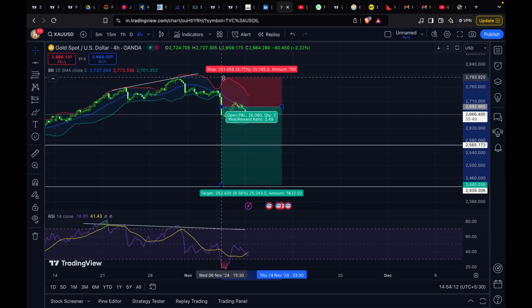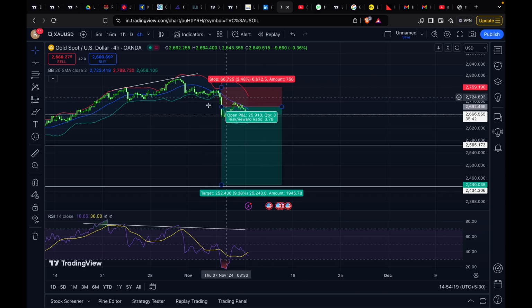For some of you who might be thinking the SL is quite large, you can just keep the SL at swing high, and take and ride this trend forward.